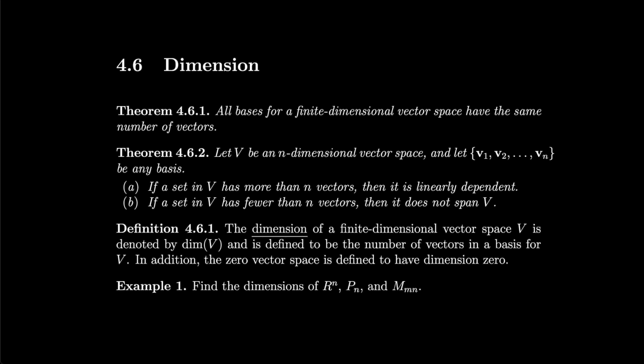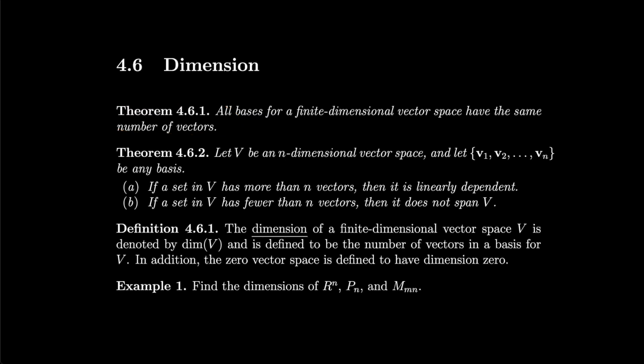Section 4.6, Dimension. In the previous section, we talked about bases, and we talked about how the standard basis for Rn has n vectors, so R3 would have a 3-vector basis, and so on. It kind of makes sense that all bases for a finite dimensional vector space would have the same number of vectors, which is the first theorem for this section.